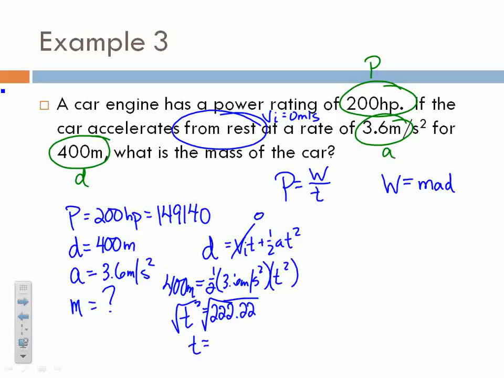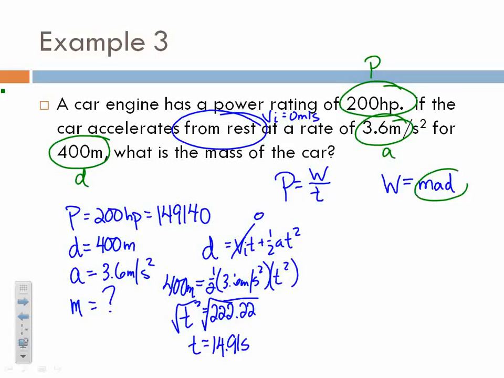All right, then we take the square root of that and we get 14.91 seconds. So now that we have the time, we can go ahead and put this together in the power equation to help us solve for the mass.